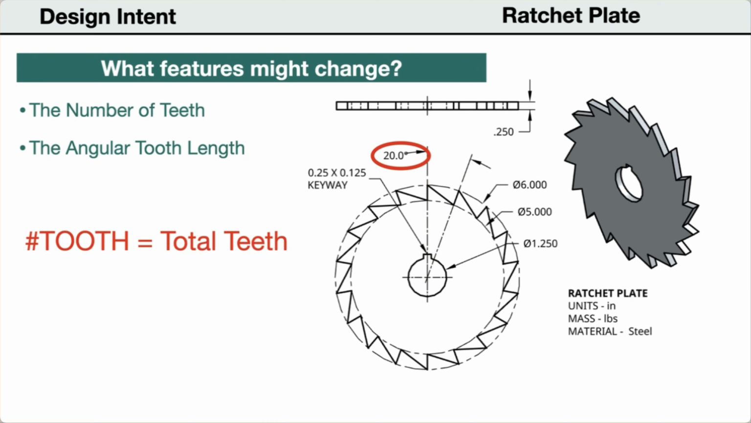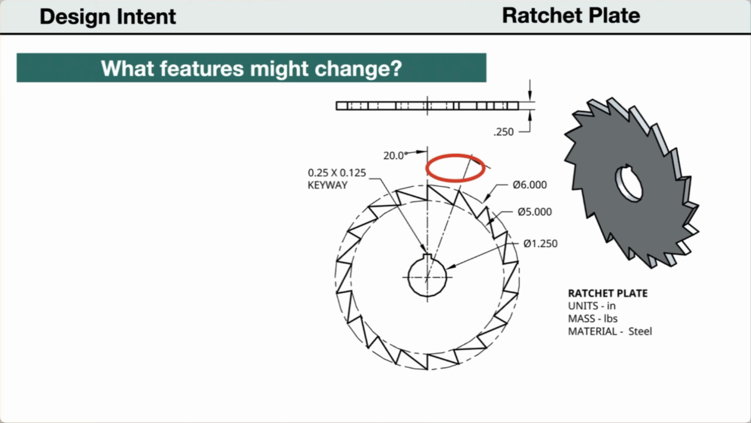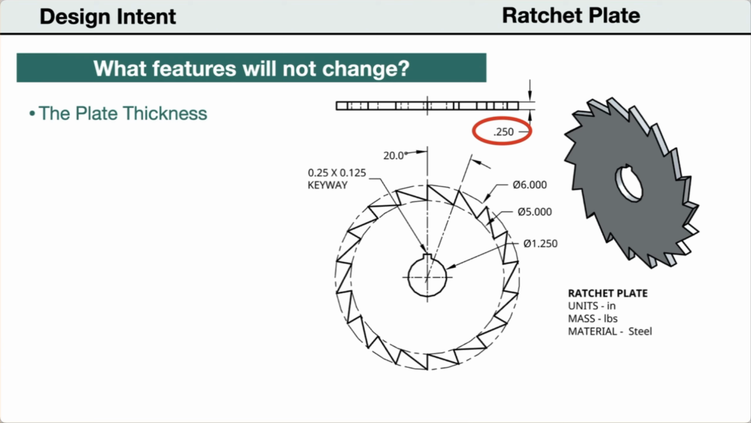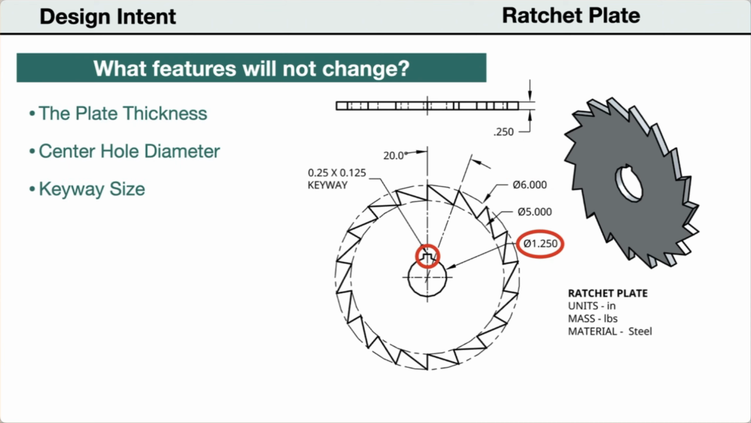In the model, we will set the number of teeth as a variable and use that value to drive the angular length of each tooth. Also, the outside diameter of the plate may be increased. Next, we need to identify the features that will not change if the part is revised. The thickness of the plate will remain the same. The size of the center hole and keyway notch will remain unchanged. The height of the tooth will remain the same.